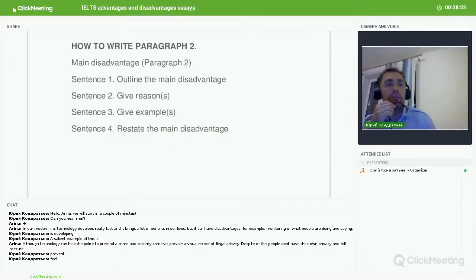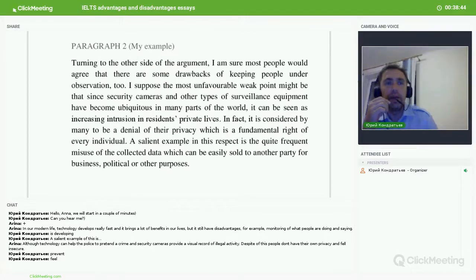And paragraph 2, basically it's the same. So the same structure, main disadvantage, paragraph 2, you outline the main disadvantage, then you give reasons, give examples, and end in a conclusion by restating the main disadvantage. All right, so here's how I did it.